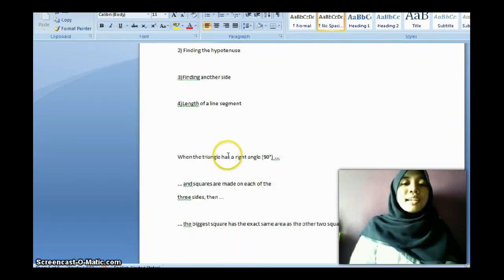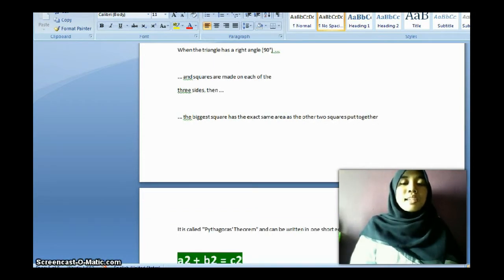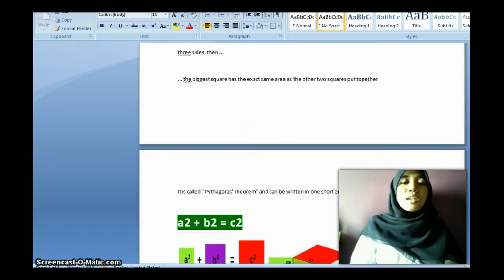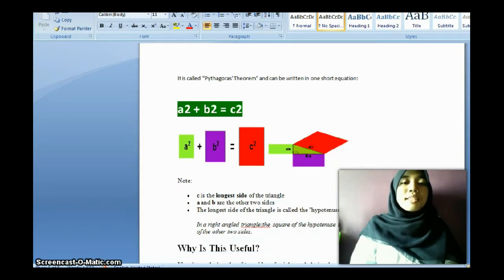When the triangle has a right angle or 90 degrees and a square is made on each of the three sides, then the bigger square has the exact same area as the other two squares put together. So, it is called Pythagoras theorem and can be written in one short equation, which is a squared plus b squared is equal to c squared.